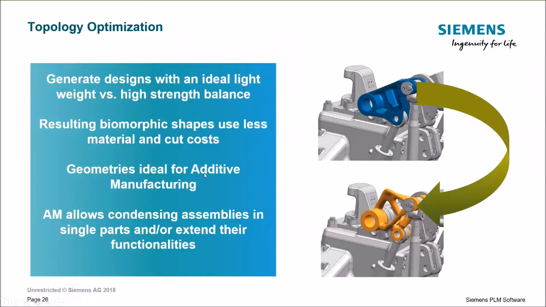If you want to see other advantages of using this as well, in general, you will get the best trade-off between weight and strength for your structures. The resulting morphing shapes are very well suited to be manufactured using additive techniques, and in that case you will reduce the cost of cutting, and you can condense assemblies eventually into single parts, and you can also extend their functionality. You can create channels, for instance, to transmit oil from within the part. You can add some cooling functionality and so on.